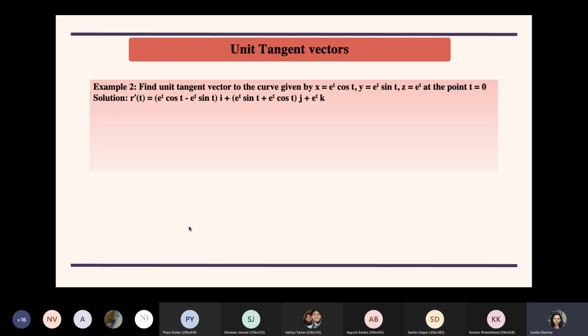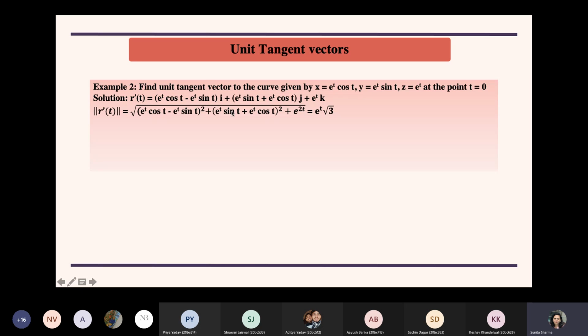Okay. So r dash of t is this, as Keshav had said, and then you find the norm. So you take the square of individual components. From the first term, you will get e to the power 2t. You can take that out common, and then you'll get cos square plus sine square minus 2 cos into sine. And the second term, when you expand, you will again get sine square plus cos square plus 2 sine into cos.